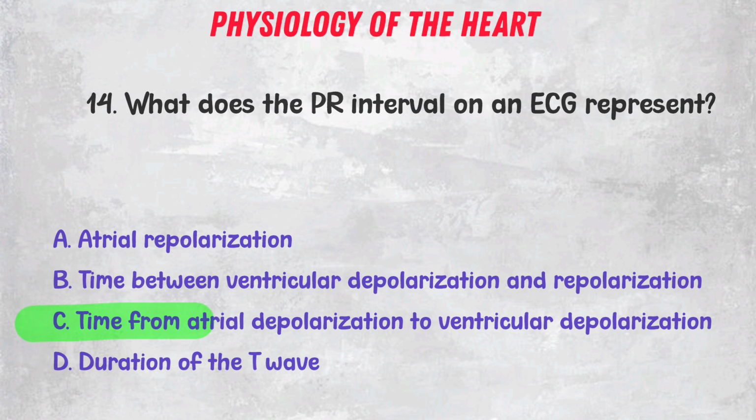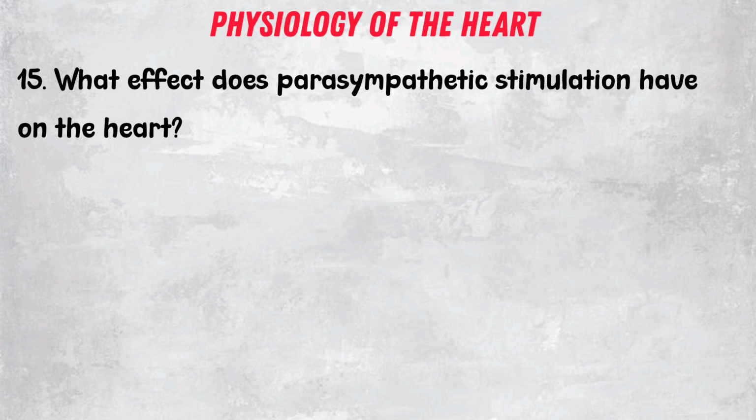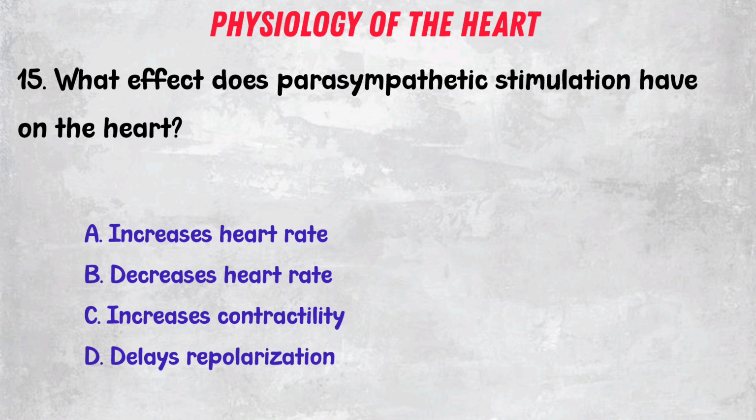So question number 15. What effect does the parasympathetic stimulation have on the heart? We have A, increased heart rate. B, decreased heart rate. C, increases contractility, and D, delays repolarization. The answer here is actually B, which is decreased heart rate. Here the parasympathetic impulse via the vagus nerve actually slows the heart rate by acting on the SA and the AV node, which is unlike the sympathetic stimulation.